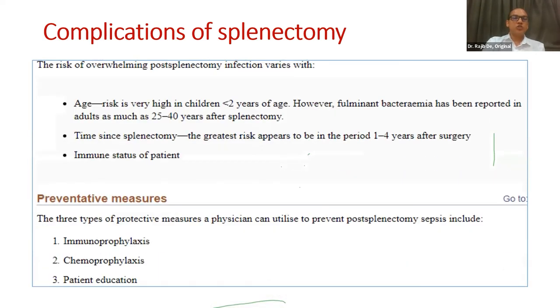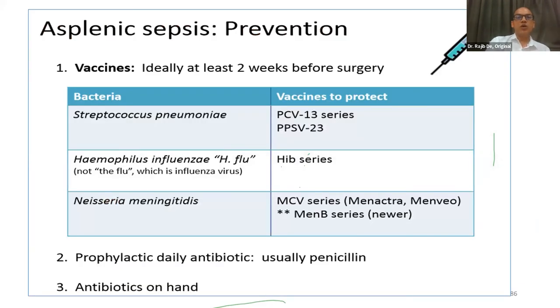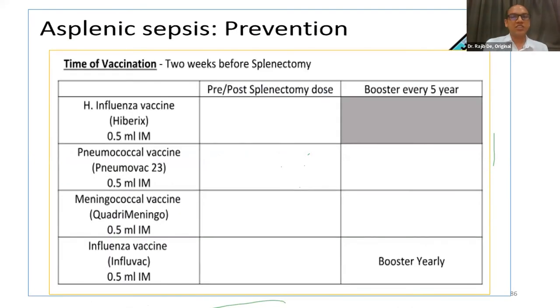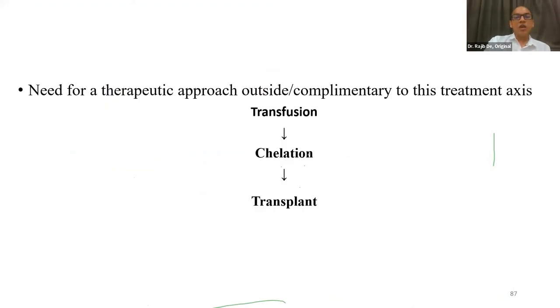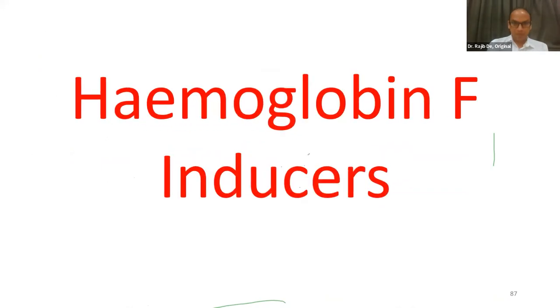Especially, we need to give immunoprophylaxis, and post splenectomy, we need to give chemoprophylaxis with penicillin at least for 5 years. So encapsulated organisms are very common post-splenectomy. So we need to give essential vaccination like H influenzae, pneumococcal, meningococcal, and influenza. And all this is supportive care. So to cure thalassemia, the transplant is the only option at present.